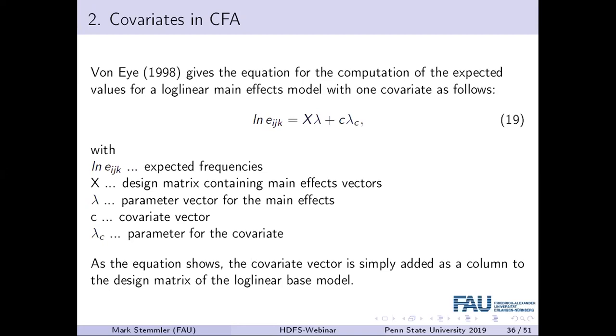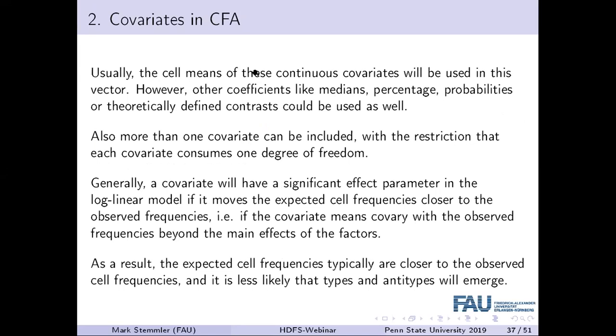Well, what do you use as a continuous covariate? So you use, for instance, the cell mean of a configuration. I've only used the mean so far, but you can also use the median, percentages, probabilities, or other theoretically defined contrasts. But one number represents a pattern.